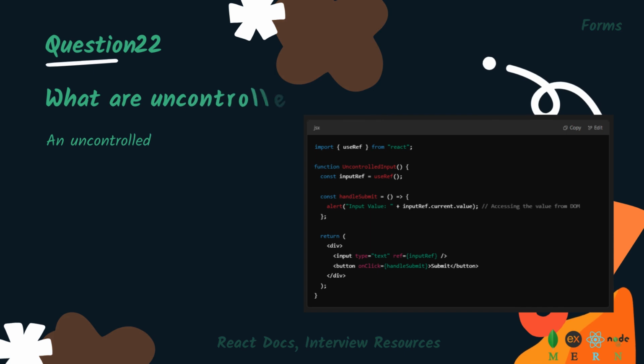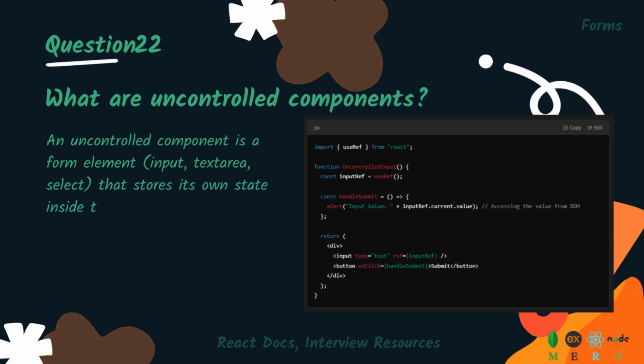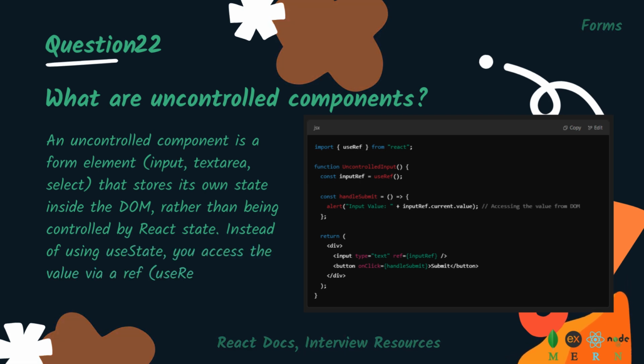What are uncontrolled components? An uncontrolled component is a form element, input, textarea, select, that stores its own state inside the DOM rather than being controlled by React state. Instead of using useState, you access the value via a ref, useRef.